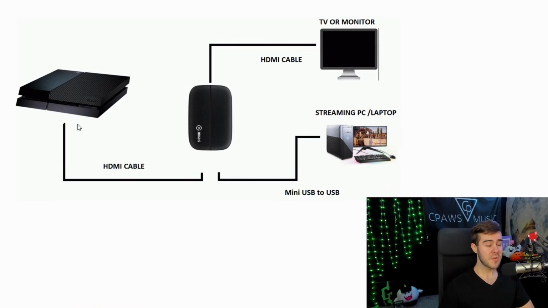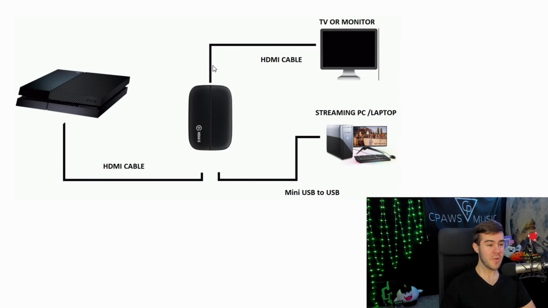So now that we have the HDMI cable plugged in for the console to the capture card, we got the mini USB to the USB. By the way, the USB cable is actually where the video footage is gonna be sent. So that's how your console footage is going to be getting picked up. It gets picked up through the HDMI cable and then goes through the mini USB cable to your computer, and that's where the video footage is.